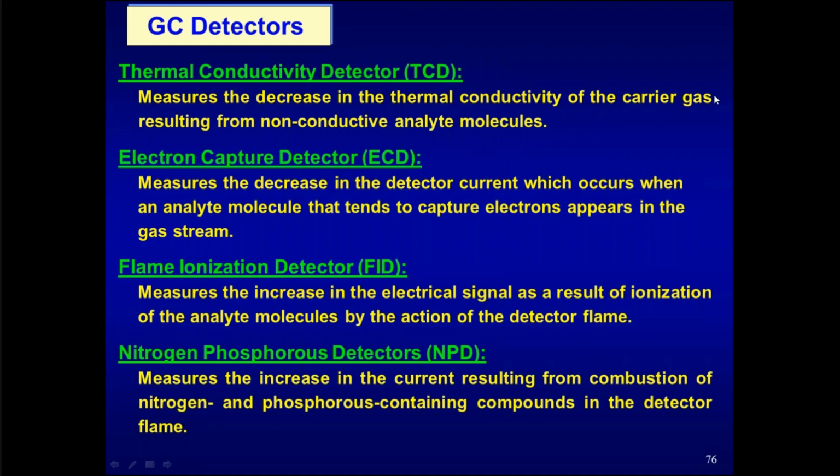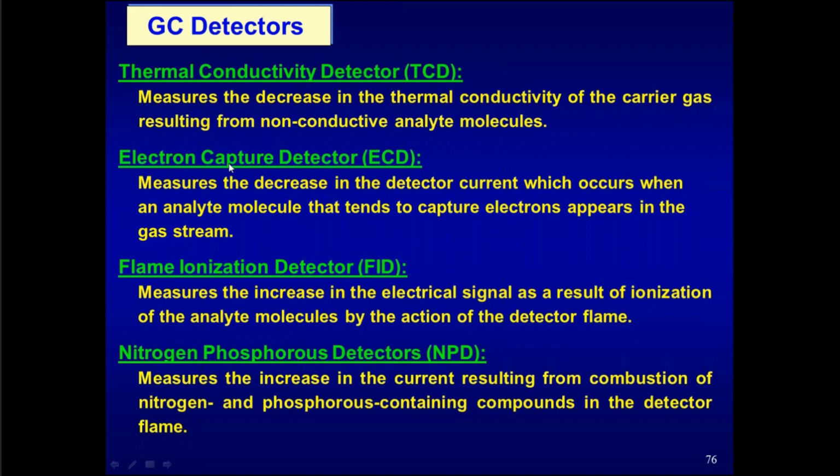What it means is the carrier gas has its own thermal conductivity, and when any component that is getting eluted comes along with the carrier gas to the detector, then the detector will sense the change in the thermal conductivity of the carrier gas or the gas that is reaching the detector. This decrease will be measured as a peak in the chromatogram. We will see this, of course, in detail.